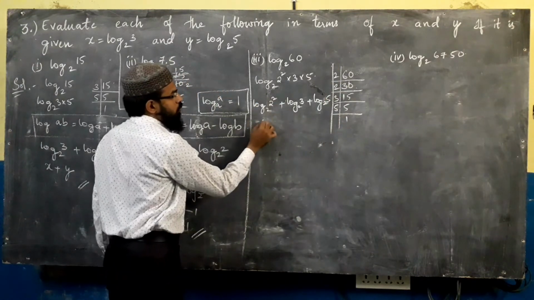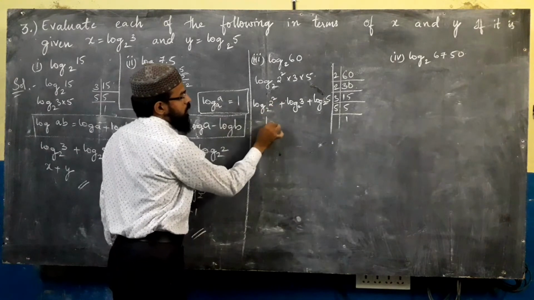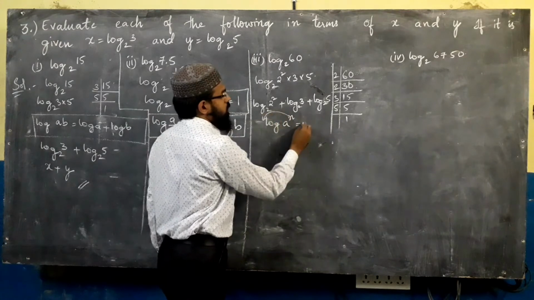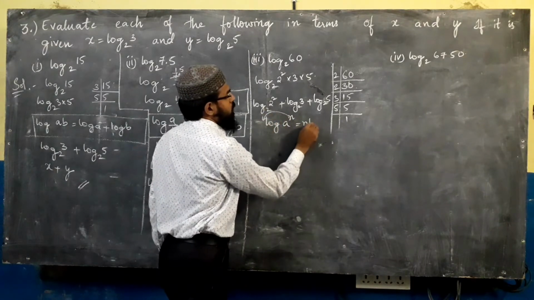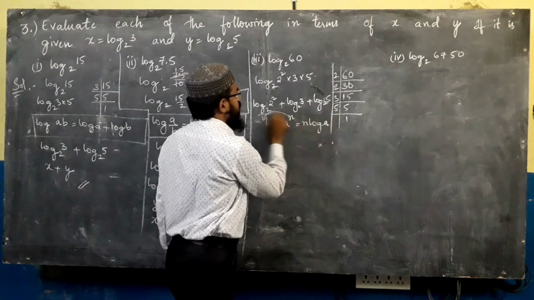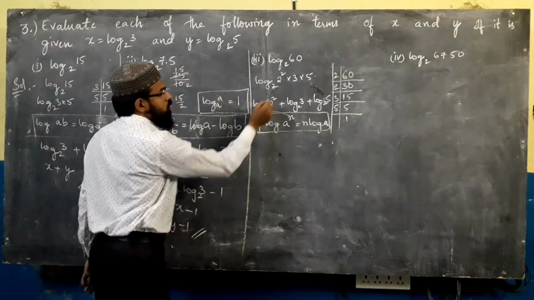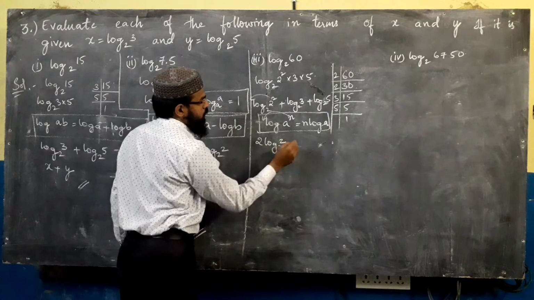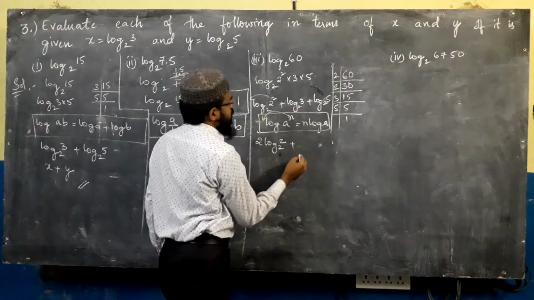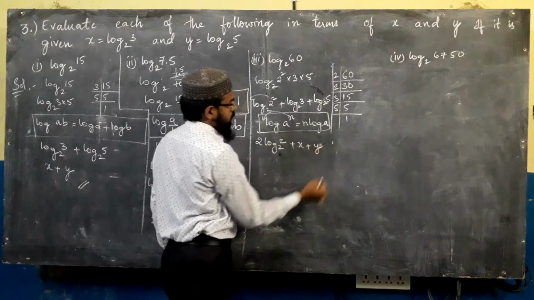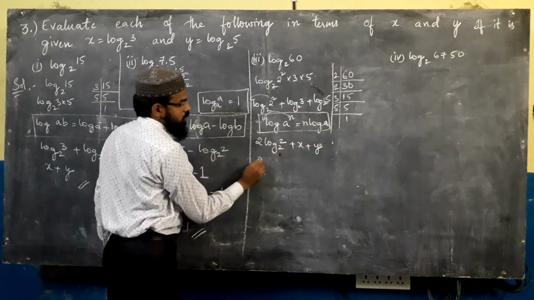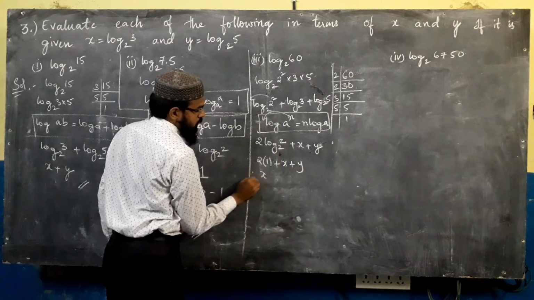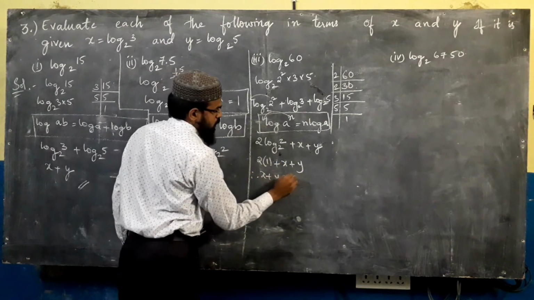For this 2 square, we will use one formula, log A to the power of n: n comes in front side. So n log A. This is the formula. So 2 comes in front. So 2 log 2 base 2 plus log 3 base 2 is x plus y. Log 2 base 2 is 1, plus x plus y. So, therefore, 2 plus x plus y.